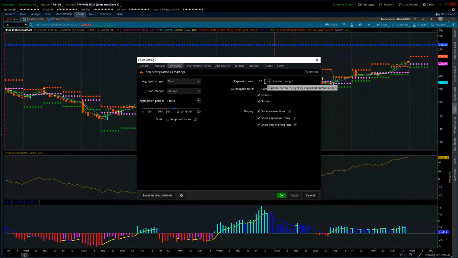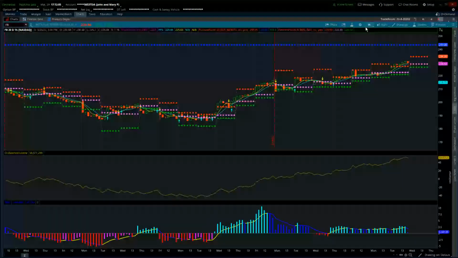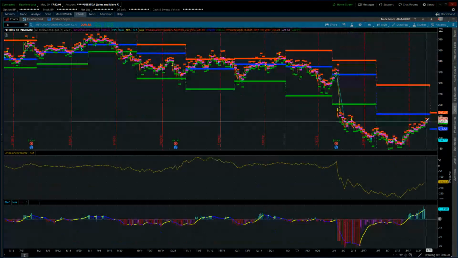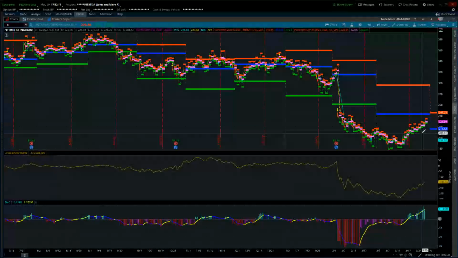10 bars to the right. Wait a minute, it's a 60-minute chart. Maybe if I change 10 bars to the right, I hit OK. Maybe if I change this to a 4-hour chart, so 10 1-hour bars isn't going to get me to Thursday's close. Oh, there you go, right?